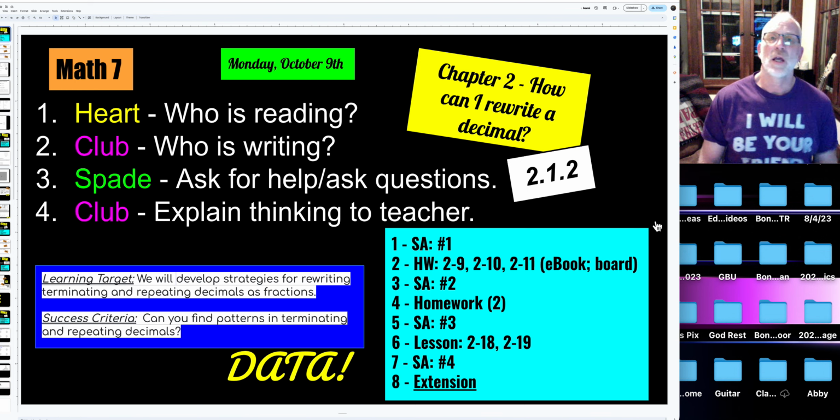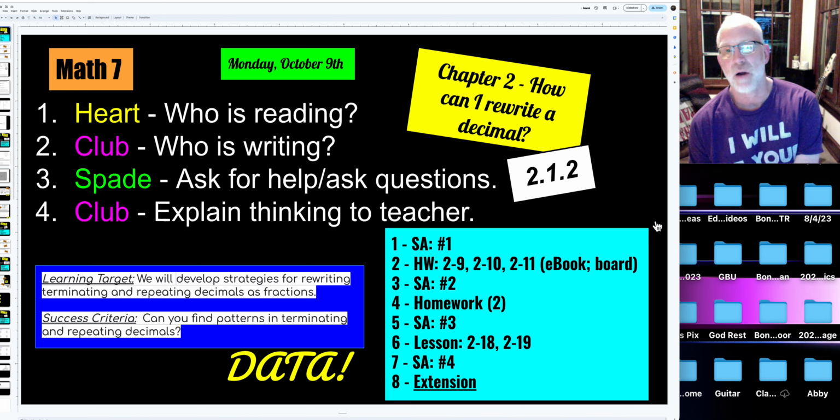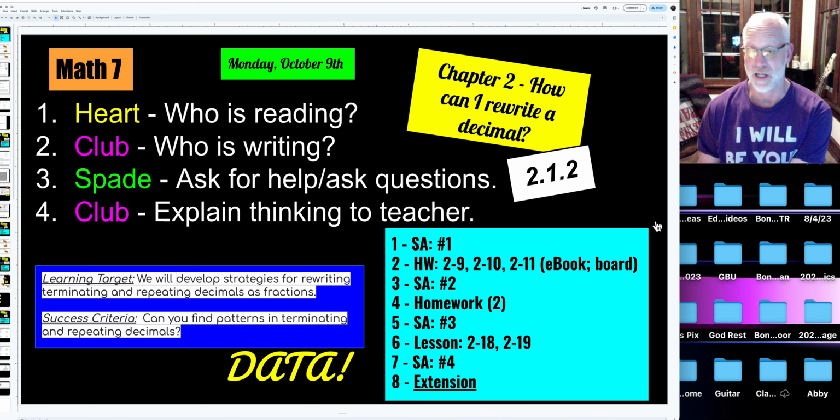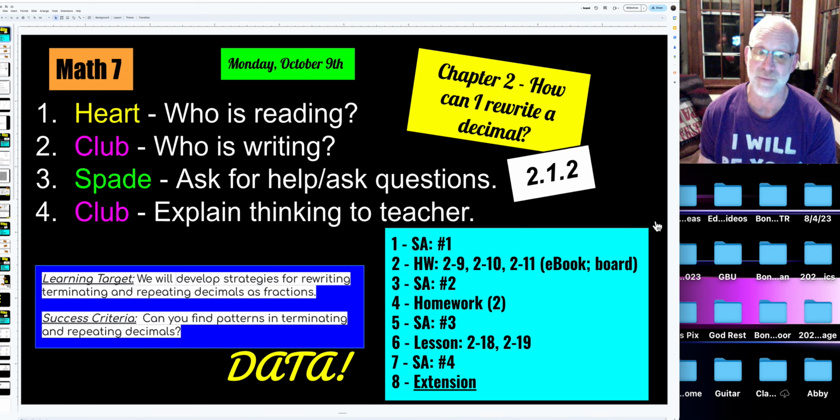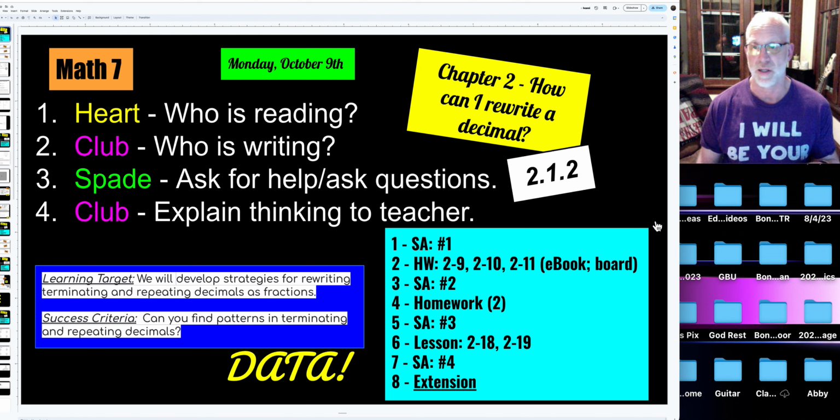Okay, so today we're looking at chapter 2, more specifically 2.1.2, and it's how can I rewrite a decimal. So we want to look at the strategies for rewriting terminating and repeating decimals as fractions. Our learning target is we will develop strategies for rewriting terminating and repeating decimals as fractions. And our success criteria is, can you find patterns in terminating and repeating decimals?